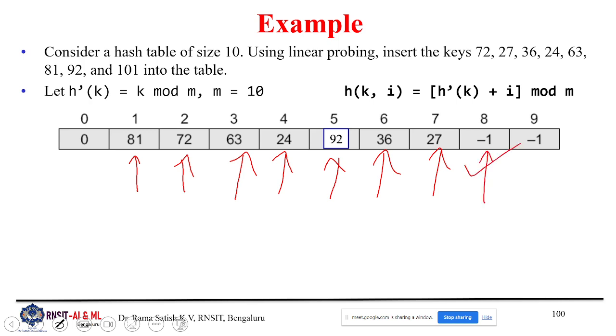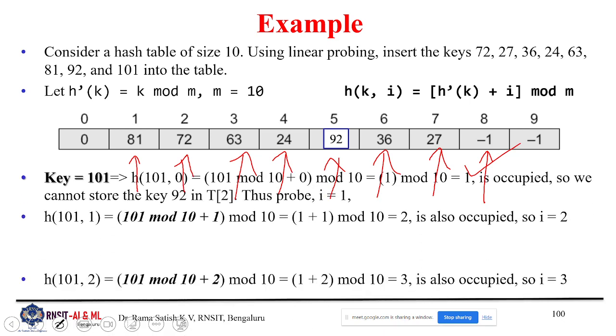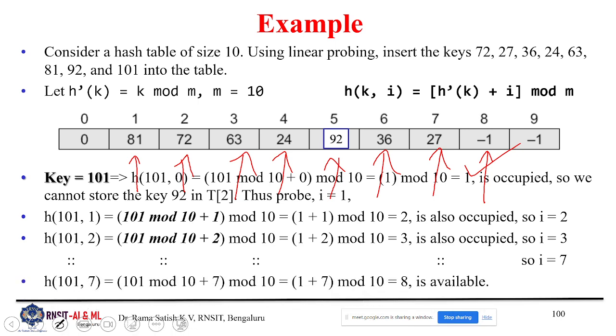101 is stored in the 8th location. The probing goes on, each cell occupied, up to probe number 7, and then the 8th is available. So in the 8th position, 101 gets stored. Yes, you can see 101 gets stored. This is what you call linear probing.